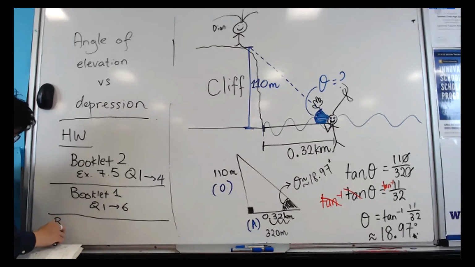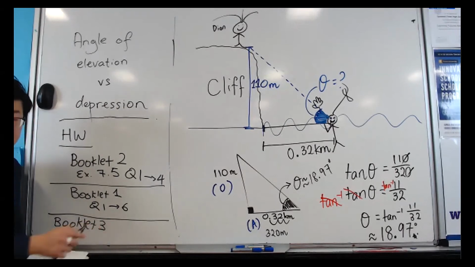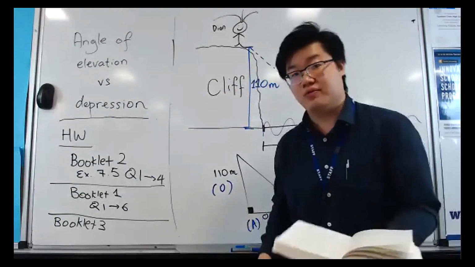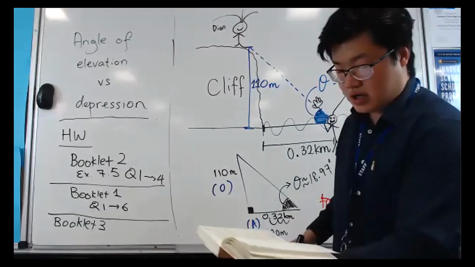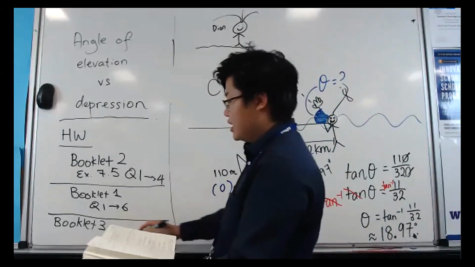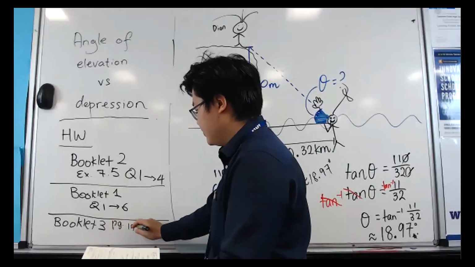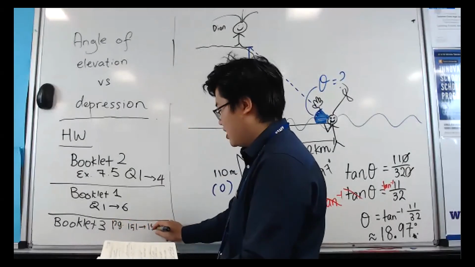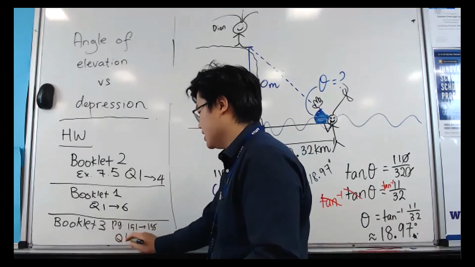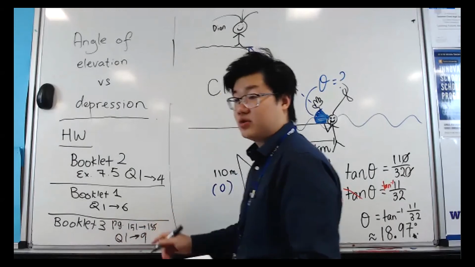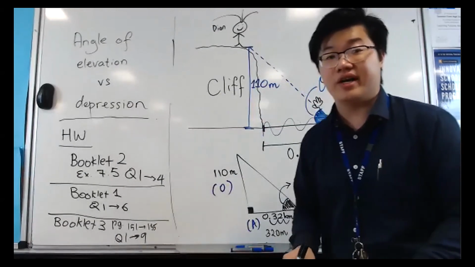Now, if you have booklet 3, booklet 3 consists of many quality and challenging questions that some of you might be interested in. So if you do have booklet 3, you can do page 151 to 155, question 1 to 9. Those questions will really tickle your brain.